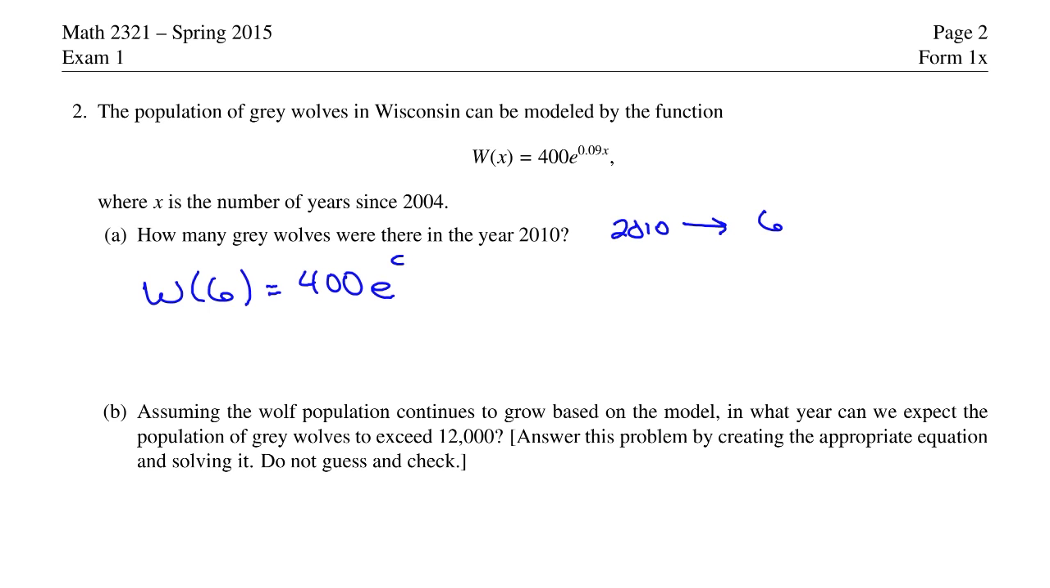400 e to the 0.09 times 6. And if you work that out, you get 686 wolves.